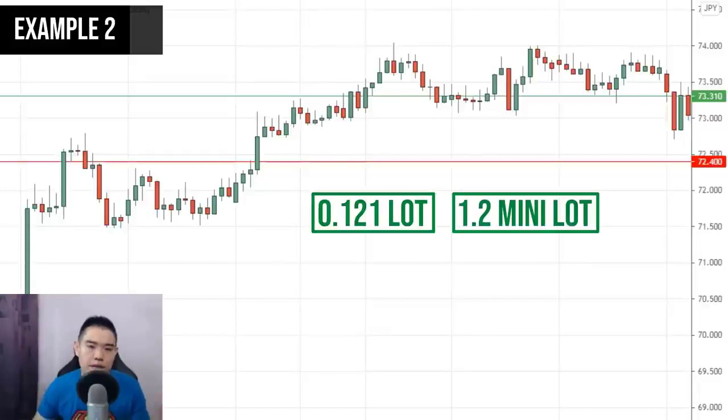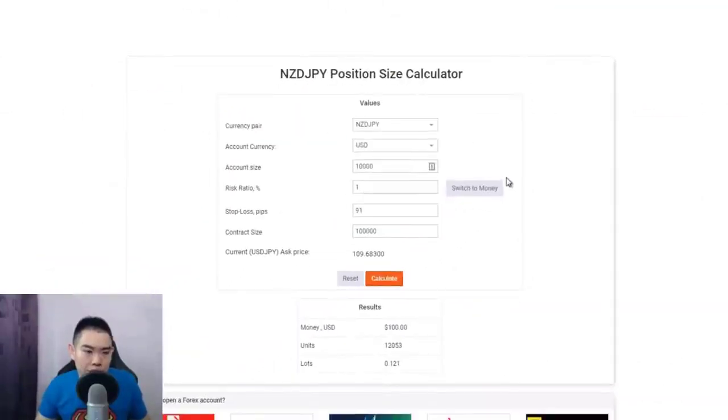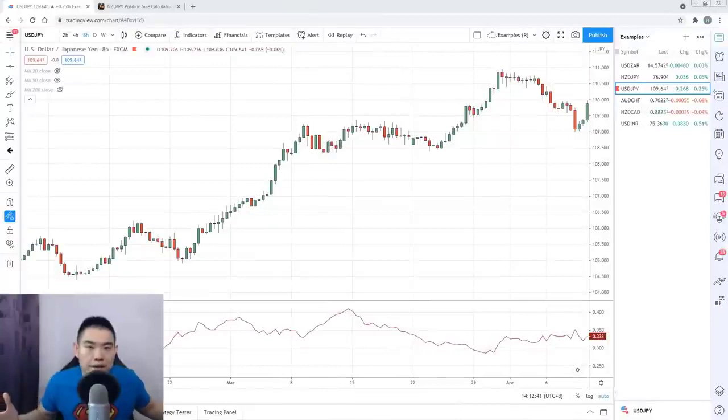Does it make sense? So you can see that we have used a number of concepts that you have learned earlier. The market structure, area of value, entry trigger. Then we learn how to set our stop loss. We learn how to calculate the optimal position size, right? Such that we don't lose more than 1% of our trading account, as shown in this position sizing calculator over here.